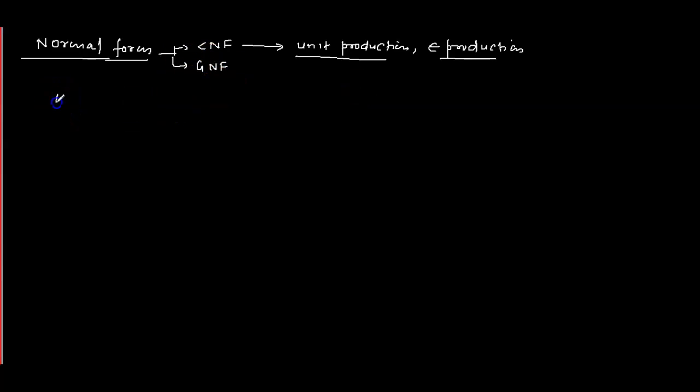So first, what is a unit production? A grammar is said to be in the form of unit productions if a non-terminal is connected with only one non-terminal. If a non-terminal is connected with only one non-terminal, then it's said to be a unit production. Now let's take an example and try to solve it.